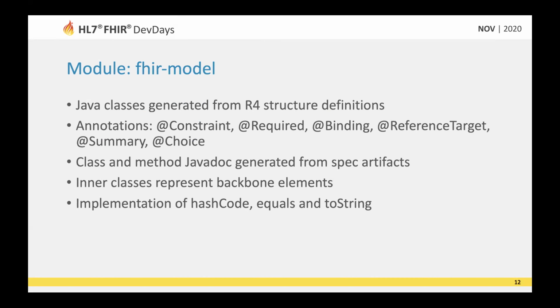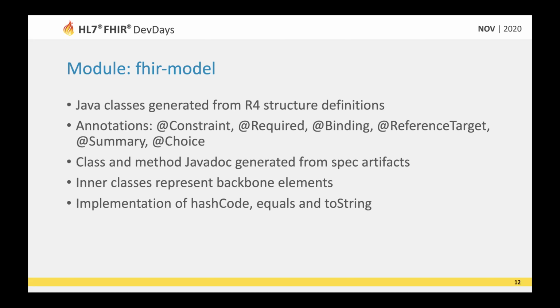We have a constraint annotation, which elements are required, which elements are bound to value sets, and metadata about that. Reference targets, what are the types of references? Summary, so which elements are part of a summary, and a choice annotation to give you metadata about which data types are valid for choice type elements.